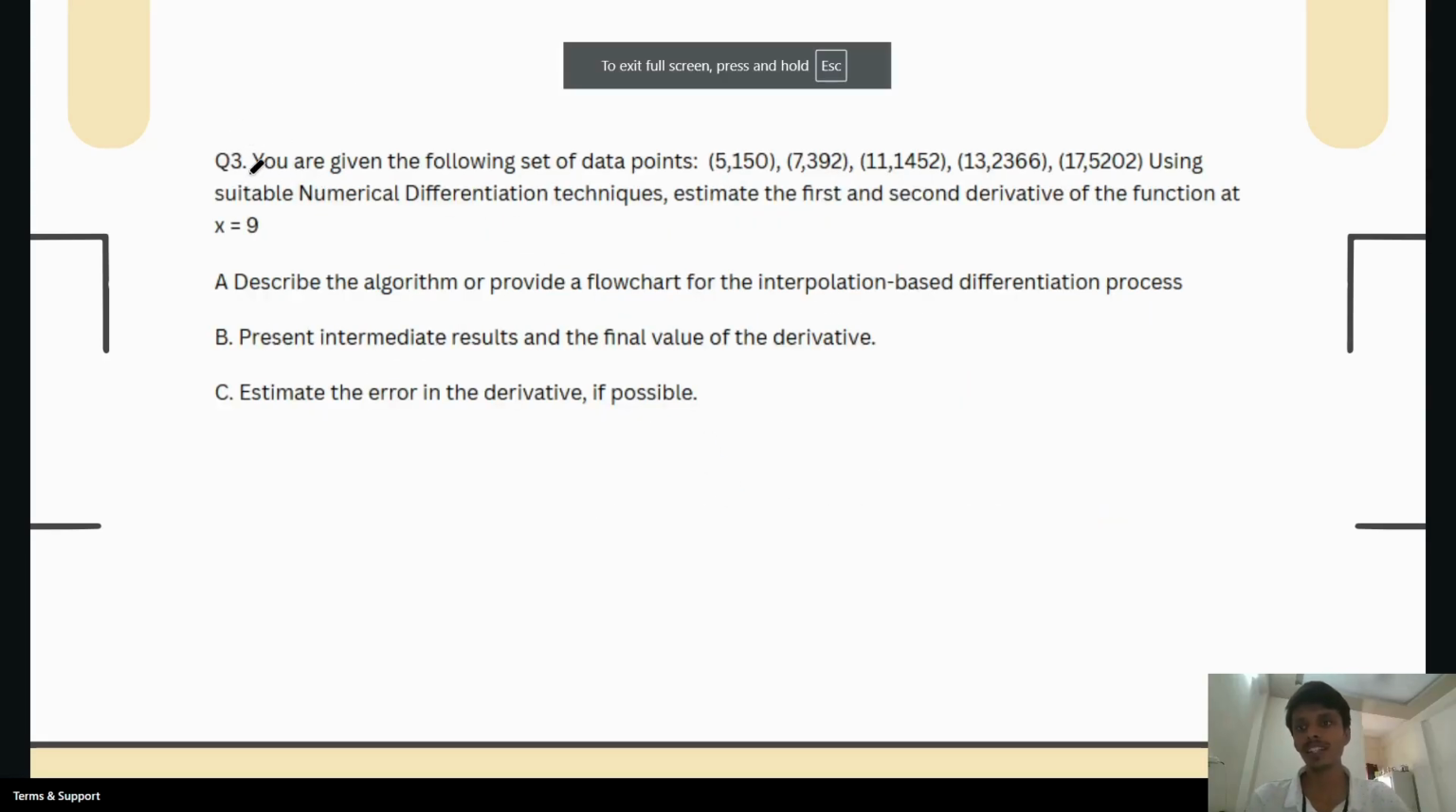Question number 3 states that we are given the following set of data points.